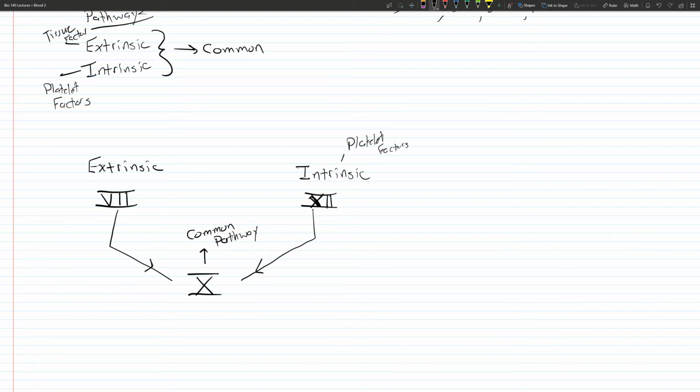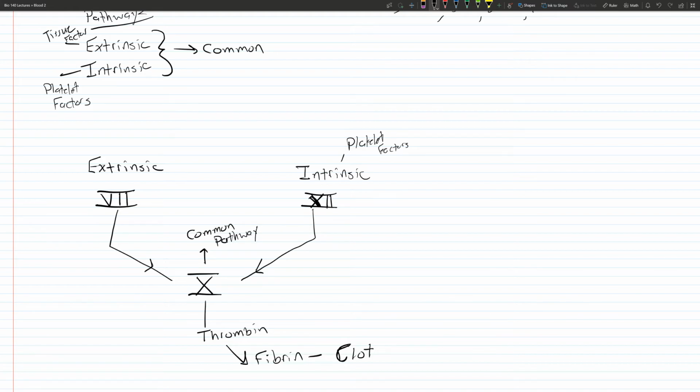Factor 10 is going to activate this thing called thrombin. Then thrombin is going to activate fibrin, and fibrin is going to form the clot. That's all I need you to know about this.